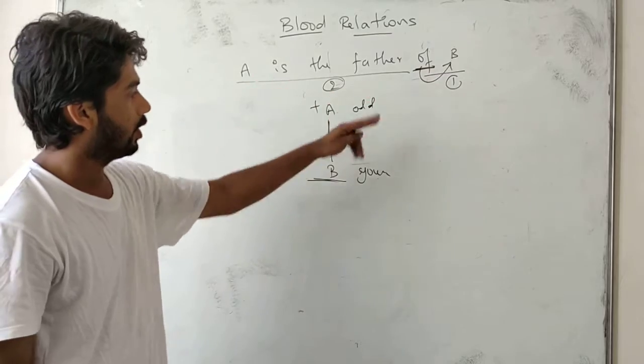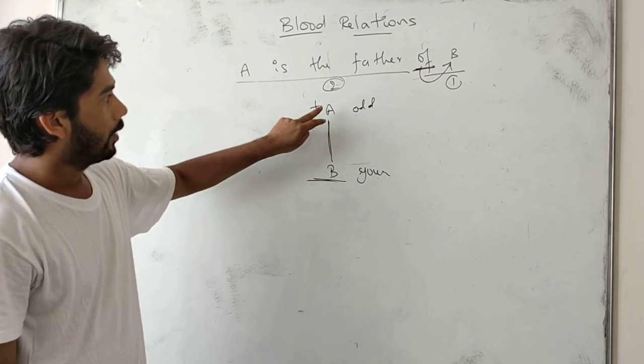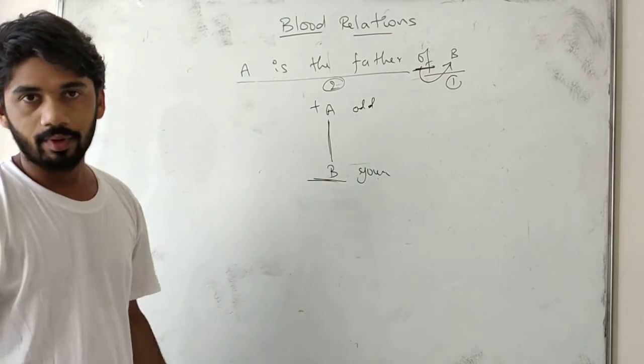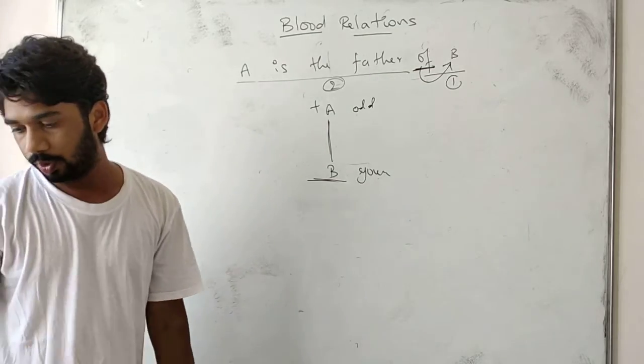In this way you have to solve it. Okay. A is the father of B means B you have to write. After that, A is in the upper portion. In this way, I have to write. Okay, sir? One more thing I will write.